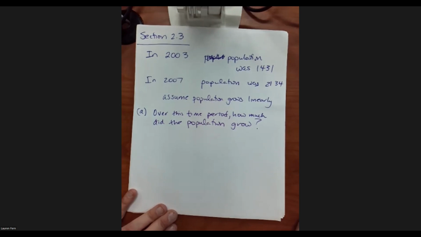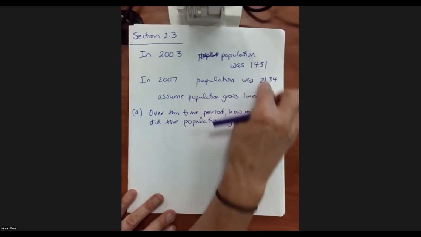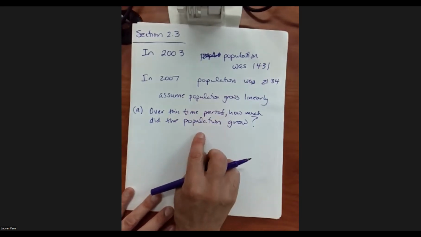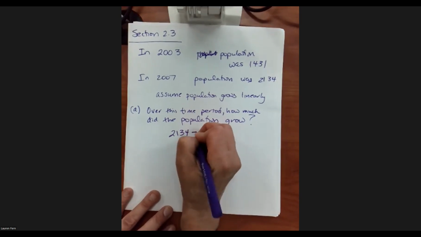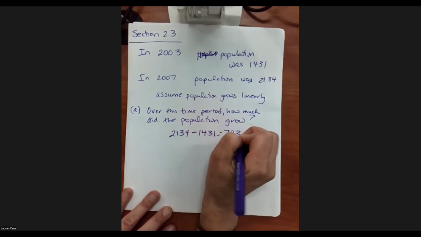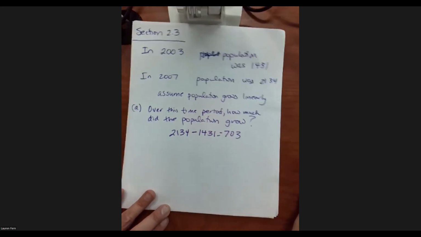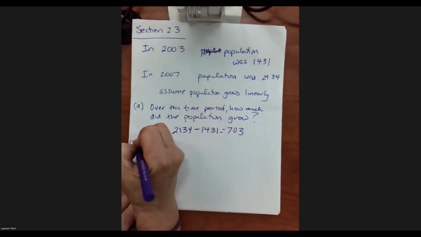Good. How'd you get that? Right, but you subtracted, right? We're looking at the change in population. So we just want to know how much it grew by. Notice we're not asking a rate. We can say, well, 2,134 minus 1,431 is 703 people. Thank you, calculators. You with me there? Okay.